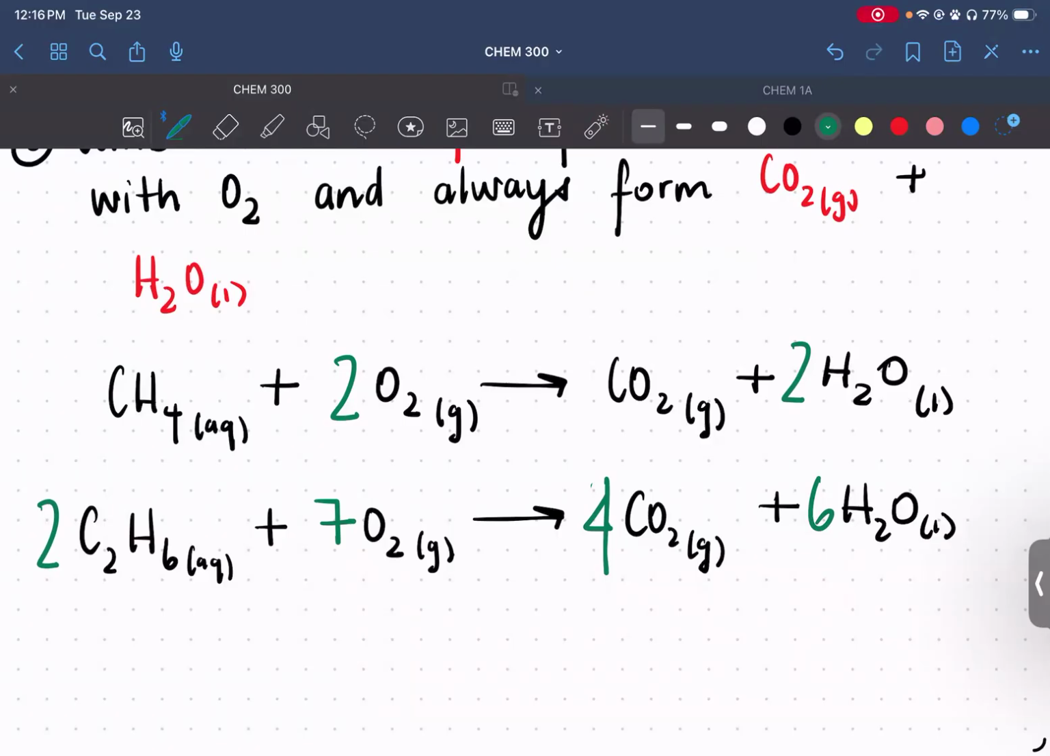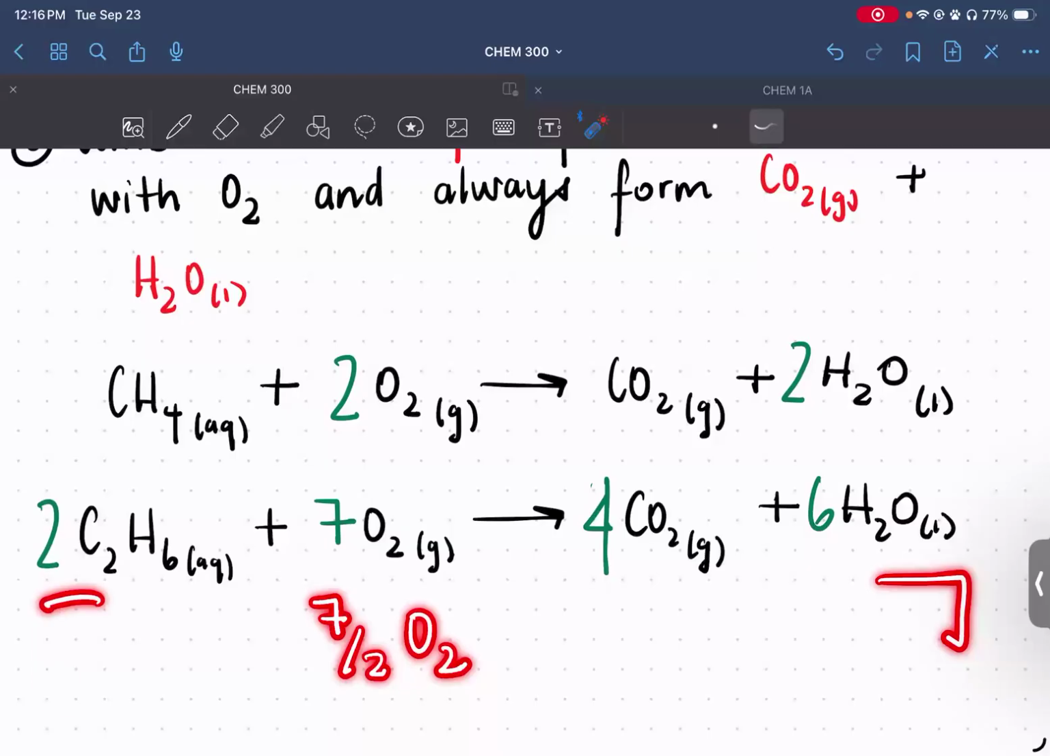Some of us who are more math inclined may be able to recognize, well, Supreet, if we had just put 7 over 2 times O2, couldn't I have just multiplied the entire thing by 2 to get rid of the fraction? Yeah. But if you're not so math inclined, I don't recommend going the fraction route.